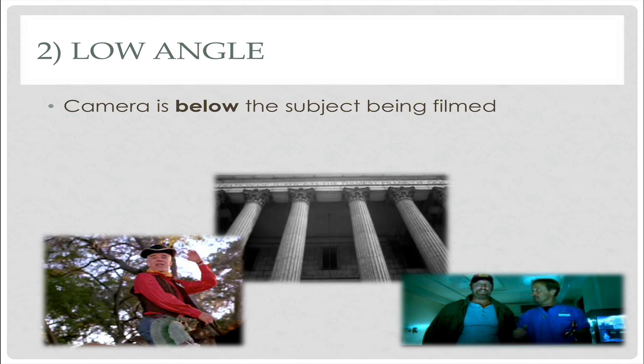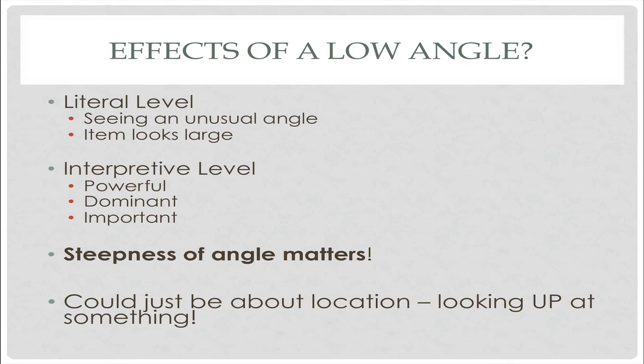The next angle we'd want to talk about is what we call a low angle. So if you go back to our original definition, a low angle is an angle where the camera is lower than the subject being filmed. Since we always talk about the angles from the camera's perspective, in order for a low angle to happen, the camera must be lower than what is being filmed, and that camera must be looking up at that thing being filmed. And so what are the effects of a low angle?